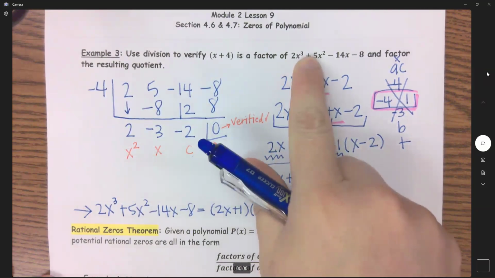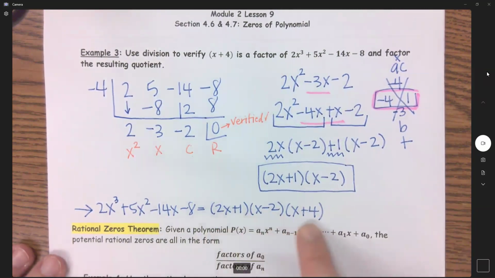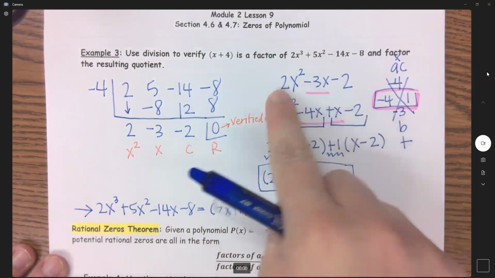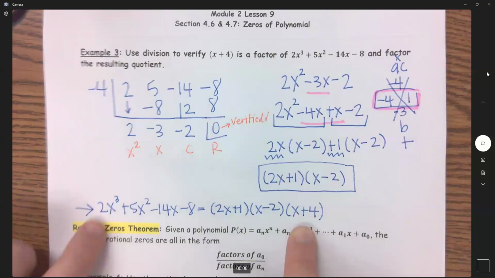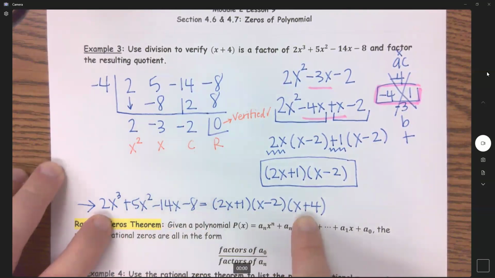So that x cubed means I need 3 different factors. And here are my 3 different factors. This right here was this quadratic, but here we have a cubic. So we have 3 different factors. This is what I have to be able to do by the end of the lesson.